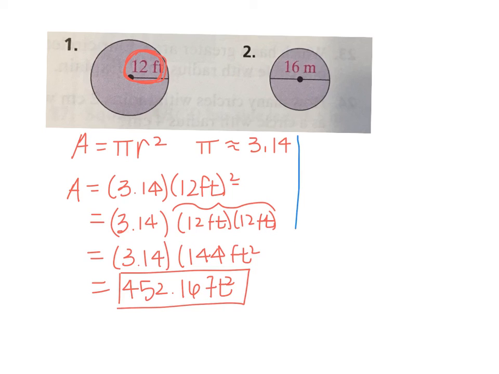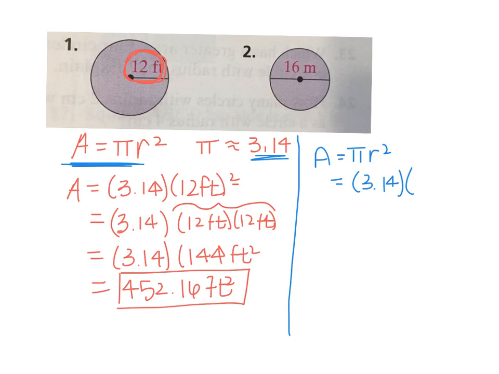For problem number 2, it's similar. So I'm still going to use A equals pi r squared. We're still going to use the 3.14 for pi. So I have A equals pi r squared, and I'm just going to plug in 3.14 for pi. Now here's where it gets tricky.